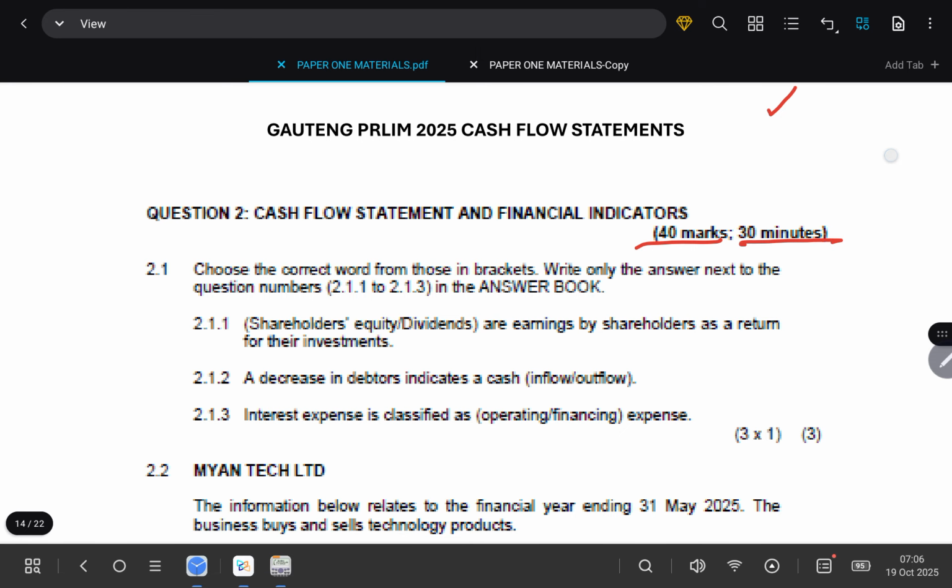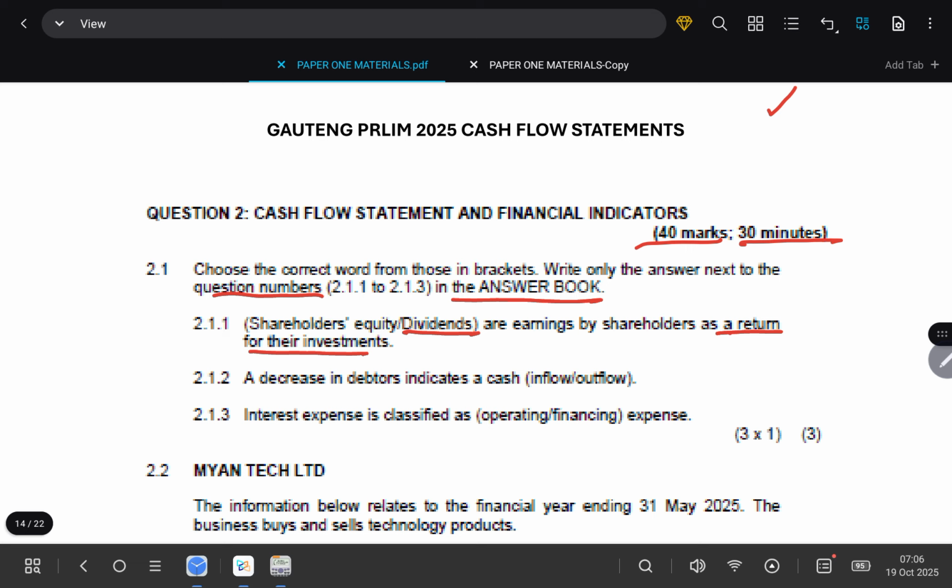So the instruction says, choose the correct words from those in brackets, write only the answer next to the question numbers 2.1.1 in the answer book. So what I'm going to do here, I'm only going to just highlight the words that are relevant. Okay. So here the statement says that shareholders' equity or dividends are earnings by shareholders as a return for their investment. So here the right word will be dividends. Remember, dividends shows the returns that the owners have made from the company.